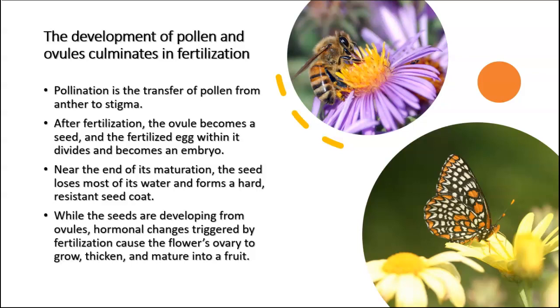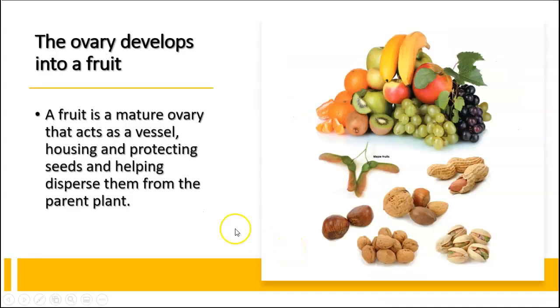So the changes after the seeds are produced, or while they're developing: the fertilization also causes the flower's ovary to grow and mature into a fruit, which is the transport vehicle for the seeds. Ovaries develop into fruits, and that's the definition of a fruit. Fruit is a mature ovary that contains the seeds, okay? And the main function of fruits is actually to disperse the seeds.